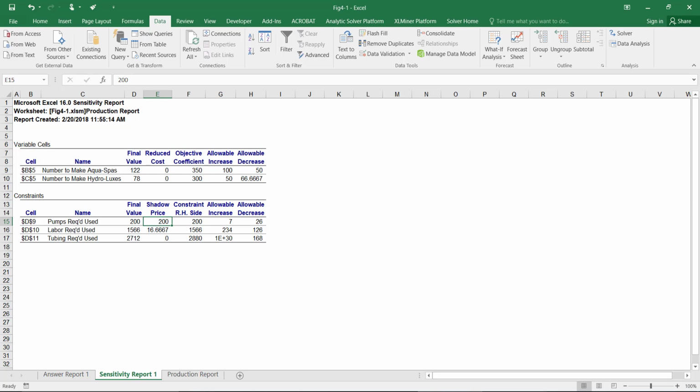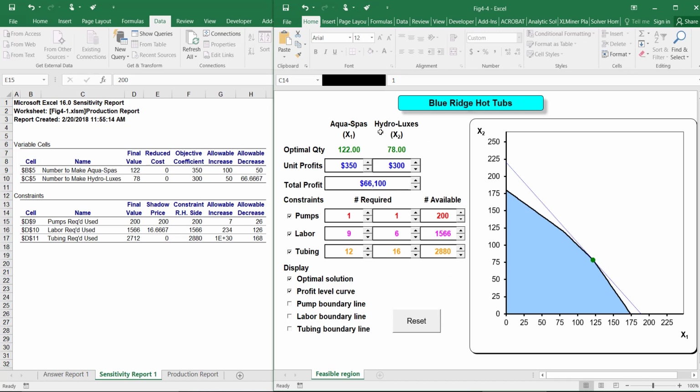So let's test this on the solution of the problem that we already solved. This is the optimal value of the parameters that we have, and the setup of the problem is exactly the same as the optimal solution that we got for this problem. So let's increase the first constraint by one unit and see how much it increases our total profit, or objective value. So I increase it from 200 to 201, and you can see that the objective function has increased from 60,100 to 66,300. So that means 200 has been added to the total profit. So this is the value of the shadow price.